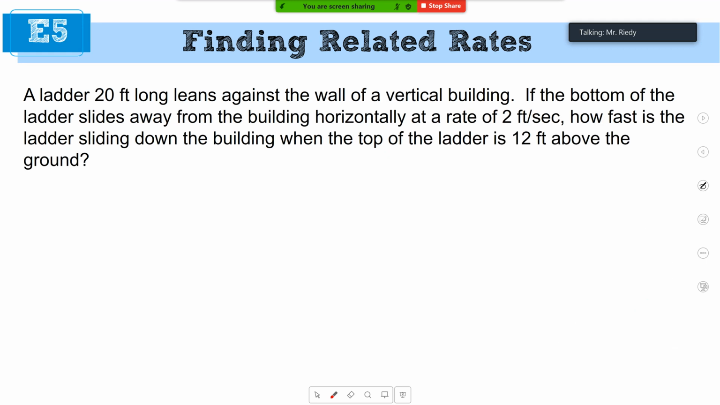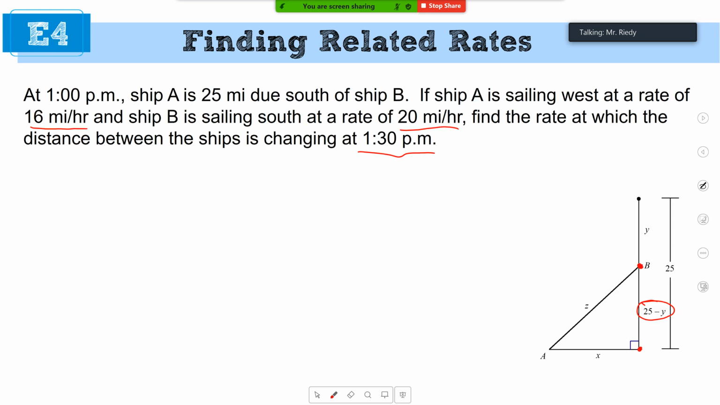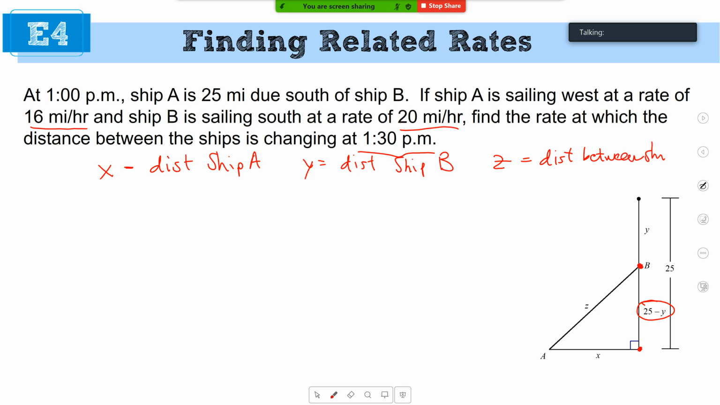Okay. So number one, picture, got it. Number two, whoa, hold on. Number two, variables. So X is the distance for ship A, and Y is the distance for ship B. Z is the distance between the ships.